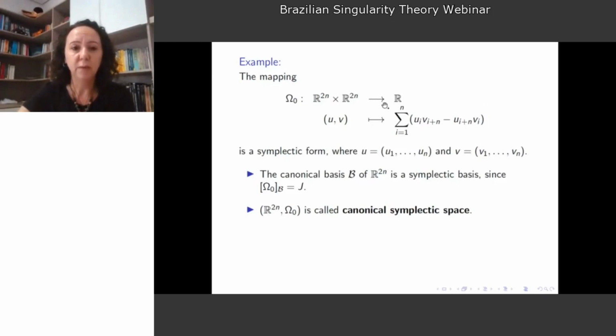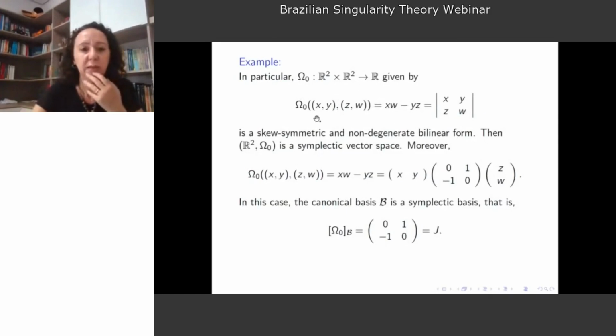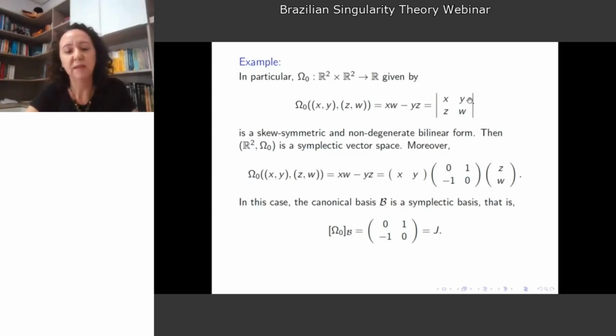When you consider this bilinear form for n equal to 1, that is in R^2, we can illustrate in more detail. This bilinear form in R^2 is precisely the product xw minus yz. It is a bilinear form given by the determinant of these matrices. It is simple to verify that this bilinear form is skew-symmetric and non-degenerate. The matrix of this bilinear form is invertible.